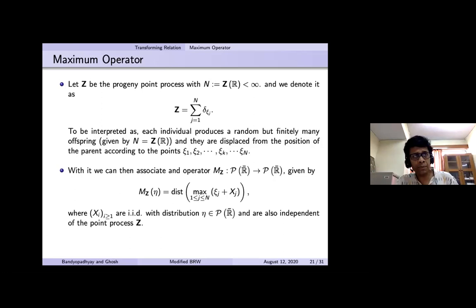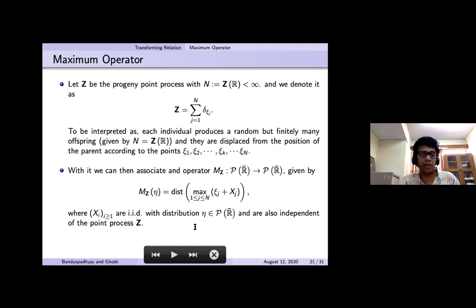So the maximum operator is an operator from probability measures on the entire real line, compactified, just for the sake of certain details which are always needed. They're not unnecessary, but they're unnecessary for understanding purposes. It maps probability measures on the compactified real line to probability measures on the compactified real line. What it does is that it takes i.i.d. copies of whatever it is getting evaluated on, then adds the innovations coming from this point process and takes the maximum value. That's all it does. So that's the maximum operator.